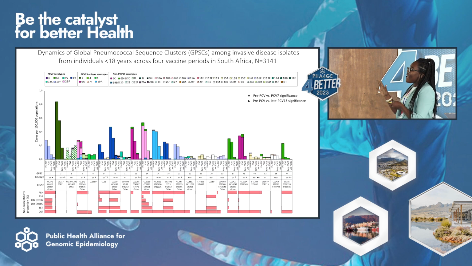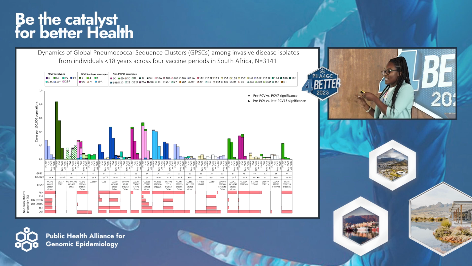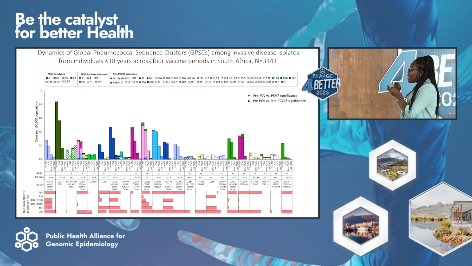And then looking at the dynamics of the global pneumococcal sequencing clusters, this figure only included lineages that had over 40 isolates, and those with fewer than that were excluded. And the solid blocks are showing vaccine serotypes.